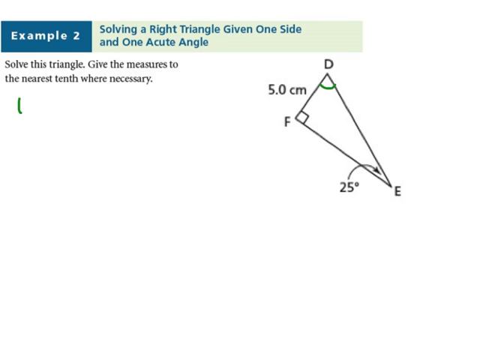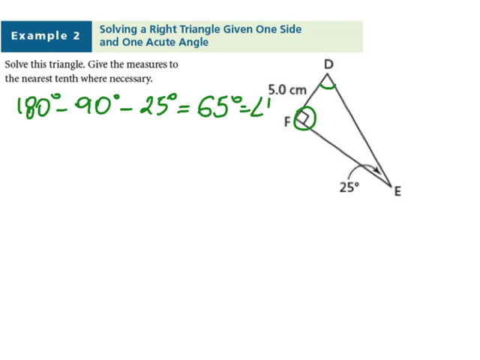We subtract it from the 90 degrees, which is the little square that we have here. Also, we have to subtract 25 from it. So our missing angle turns out to be 65 degrees. This is angle D. This little symbol right here means an angle.